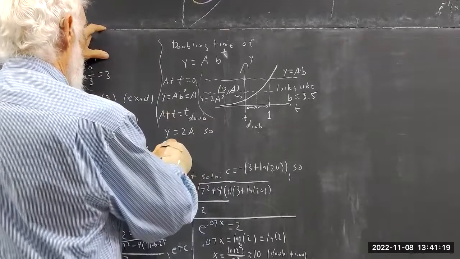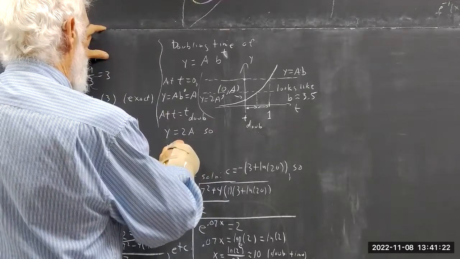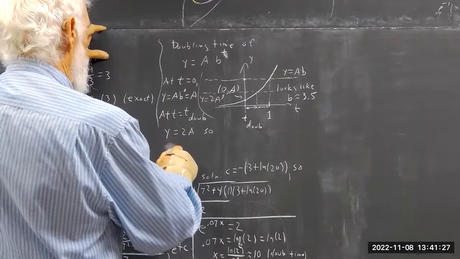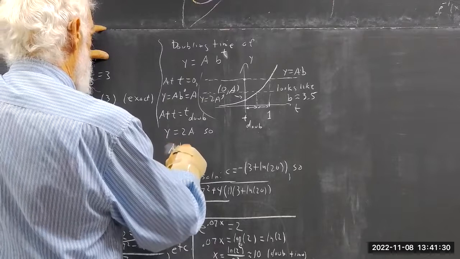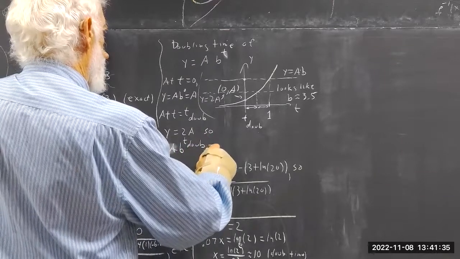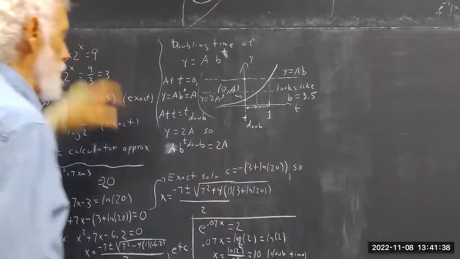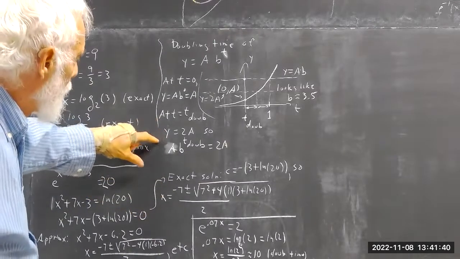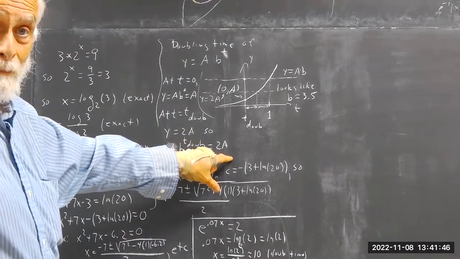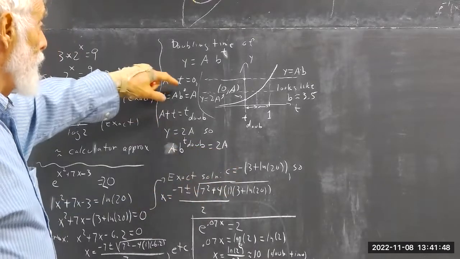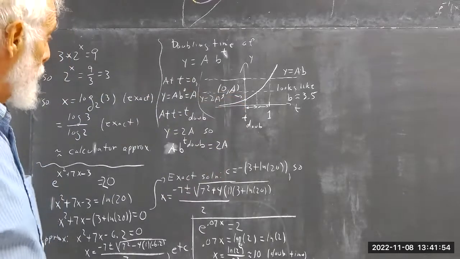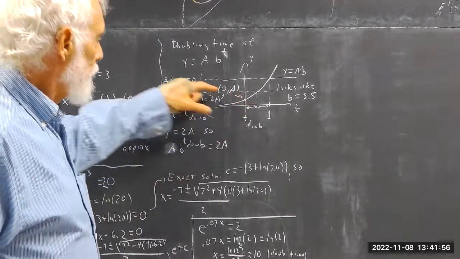What this means then is that y doubles this way. It follows then that ab to the t dub is 2 times a. Because again, if t equals 0, y was equal to a. You see that in the picture. At t dub, y has to equal 2a.